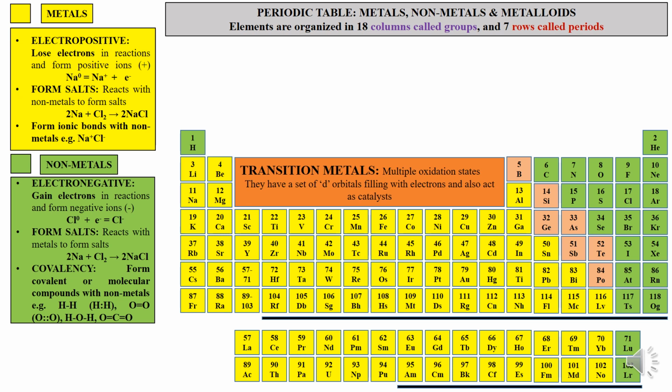Non-metals also form salts. Non-metals react with metals to form salts like sodium chloride. Now chlorine does not exist in nature in elemental form. It exists in the gaseous form. That is, chlorine exists as a diatomic molecule in nature. It reacts with sodium metal to form sodium chloride.